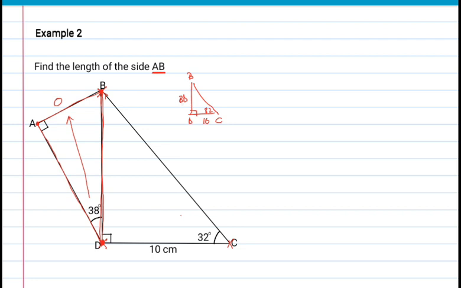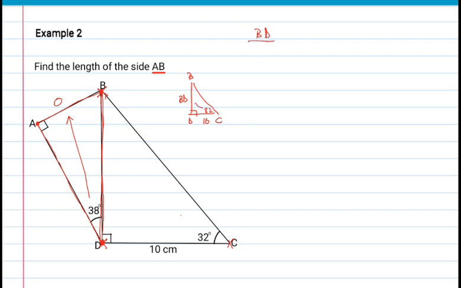So firstly we are going to find BD. Then after finding BD, the answer that we have found for BD is the one that we are going to be using to find our side AB. So let's look at it. For the calculations of BD, here are the calculations.